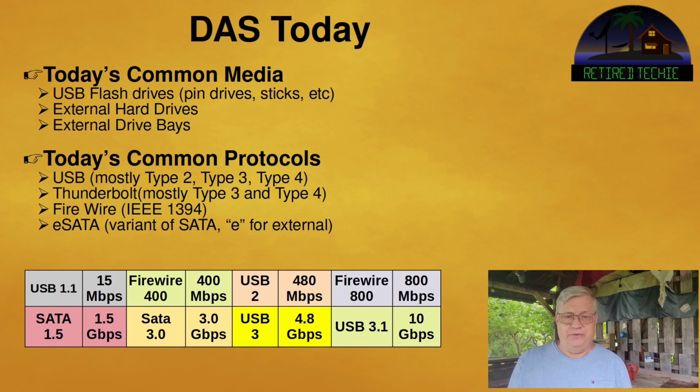Anyway, SATA 3.0 came around. That raised things to 3 gigabits. USB 2, 480 megabits, and then FireWire 800 megabits. So at that point, a lot of people were going eSATA and FireWire. And then USB 3 came out with their 4.8 gigabits and 3.1 with their 10 gigabits, and all the other ones just sort of started passing away.